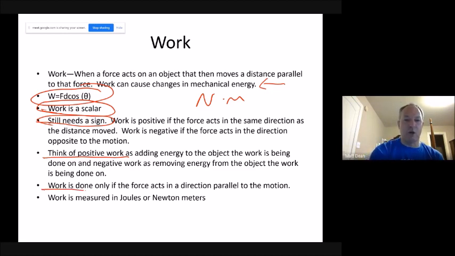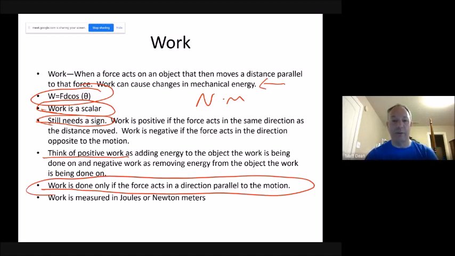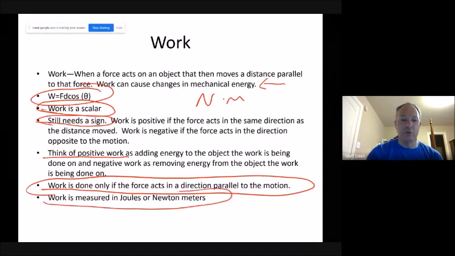So remember, work is only done if the force acts in a direction parallel to the motion, either the whole force or it might be just a component of that force. And like energy, work is measured in joules or newtons times meters.